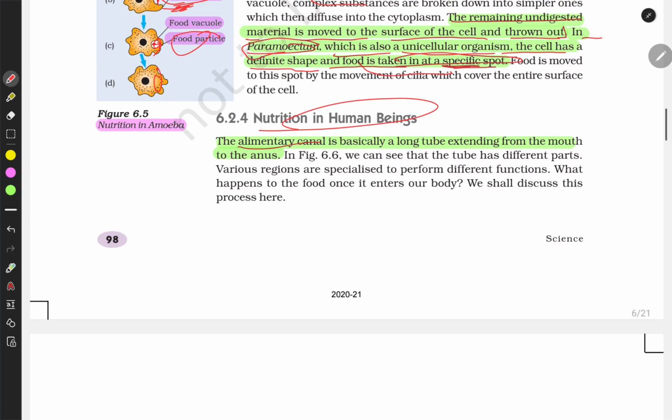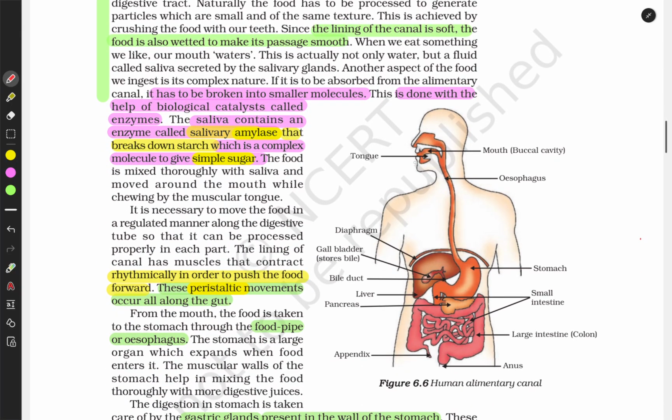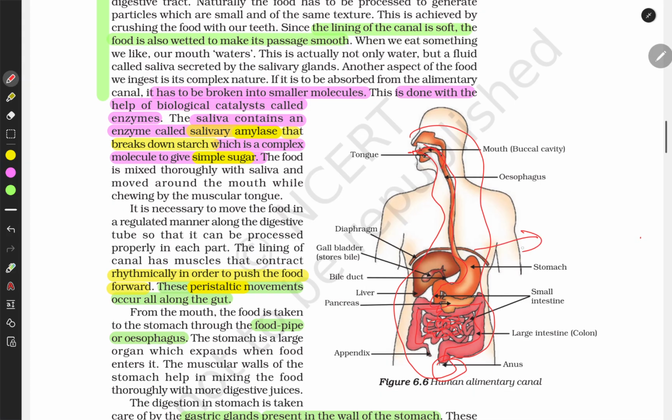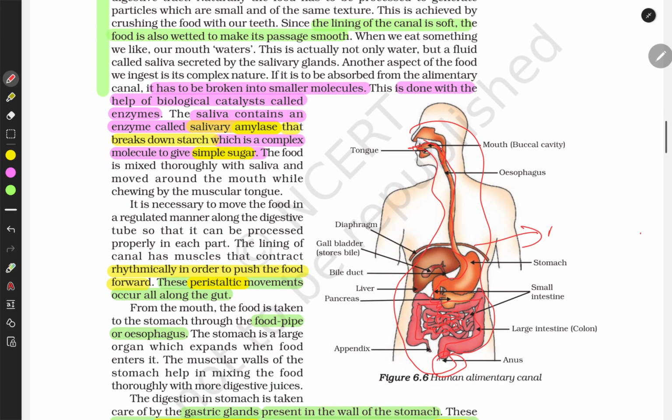The alimentary canal in humans is basically a long tube extending from the mouth to the anus, and this is the alimentary canal here. It extends from the mouth. The food goes from here into the stomach, where it is digested, then into the small intestine, then the large intestine, and ends here. From mouth to anus, this is called the alimentary canal, and it is also called the digestive system.